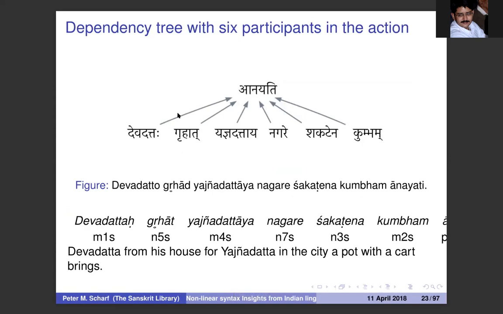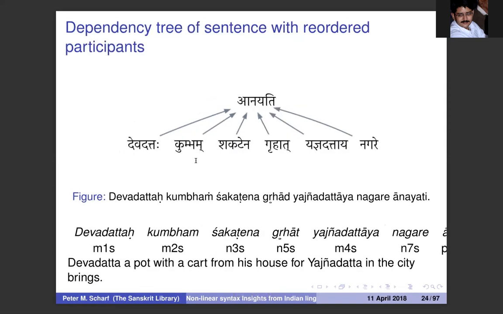But if we have a very complex sentence that refers to many participants in the action, such as this, Devadatta garhat yagyadattaya nagare shakatena kumbham anayati. Devadatta brings a pot with a cart in the city for Yagyadatta from his house. Now, all of the participants in the action are equally subordinate to the verb representing the action. And if we rearrange that word order, they're all still subordinate to that action. In other words, changing the word order has nothing to do with changing the hierarchical structure. And this is an advantage.